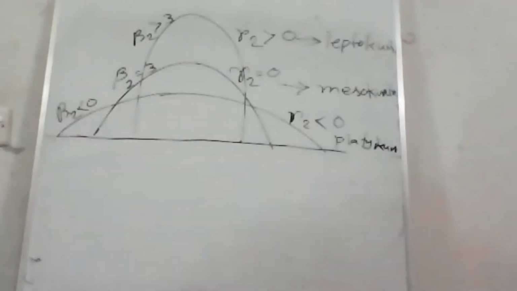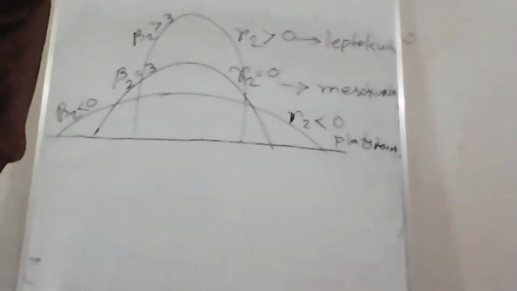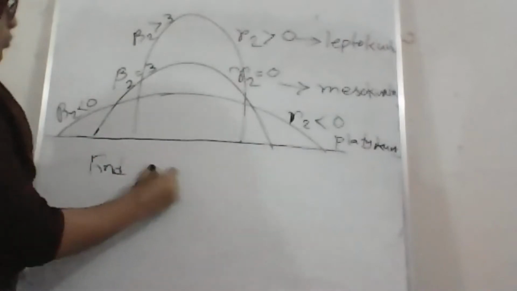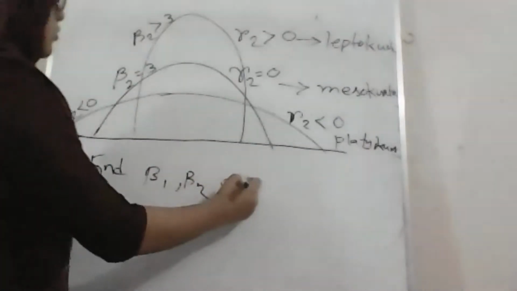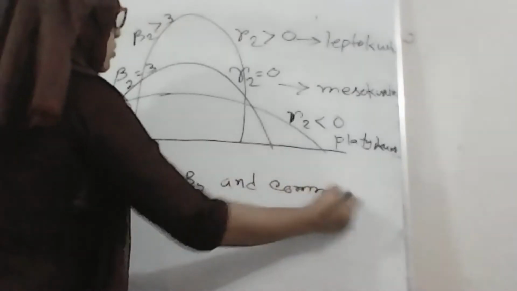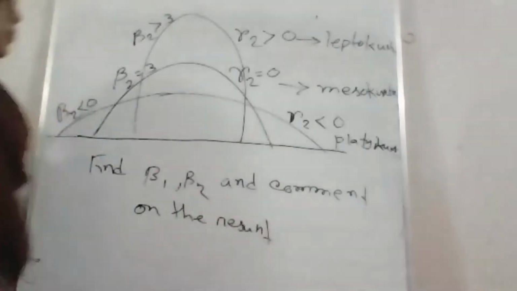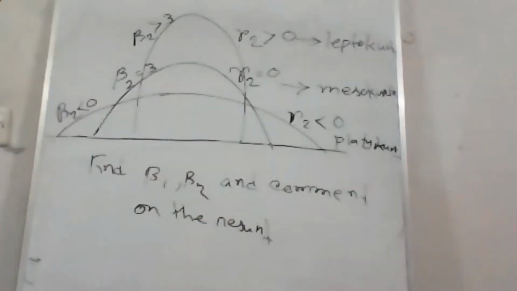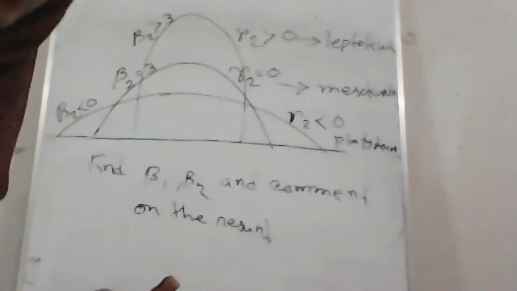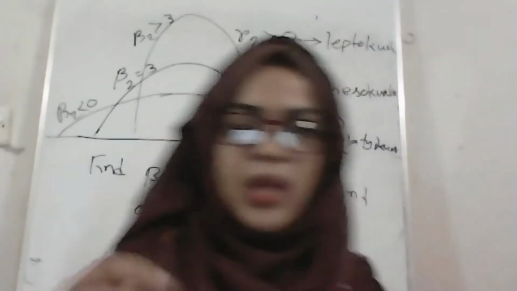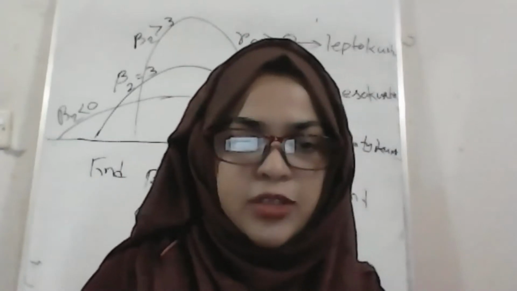So if you find any example to find this constant, either beta 2 or gamma 2, at first you will be asked to find beta 1, beta 2, and comment on the result. Comment means you just need to show whether it is positive or negative, so whether it is symmetric, how much it is skewed and in which direction it is skewed, and what is the thickness of kurtosis. I mean, whether it is leptokurtic, mesokurtic, or platykurtic.